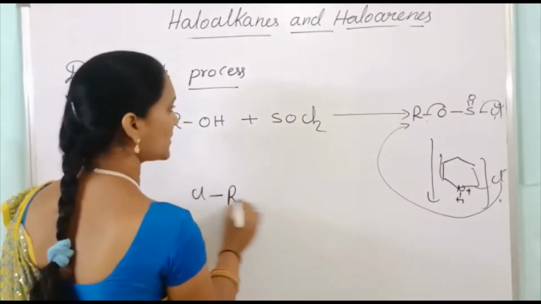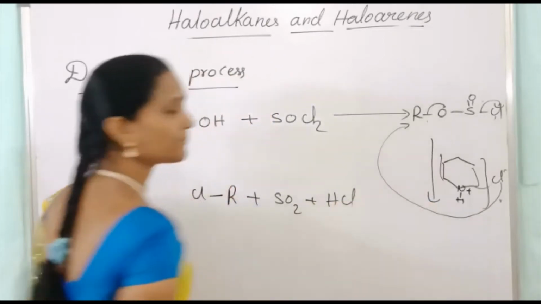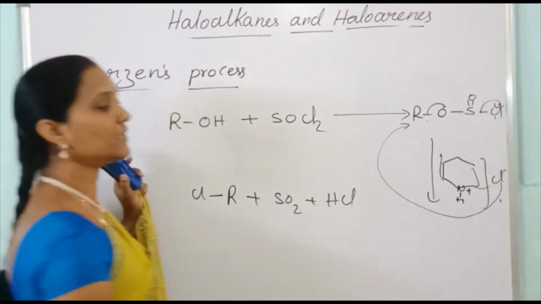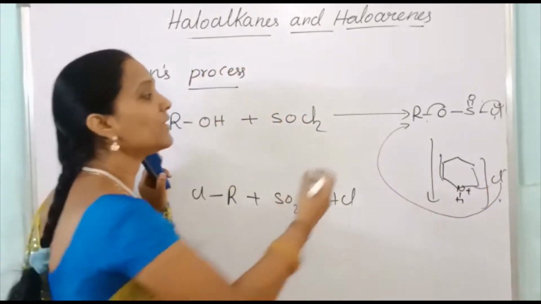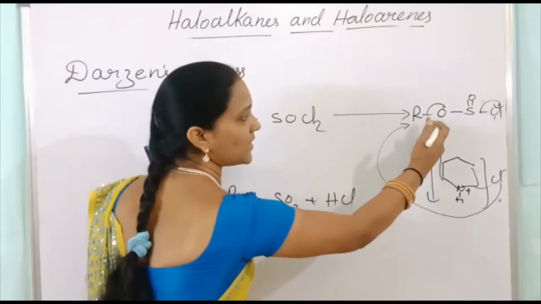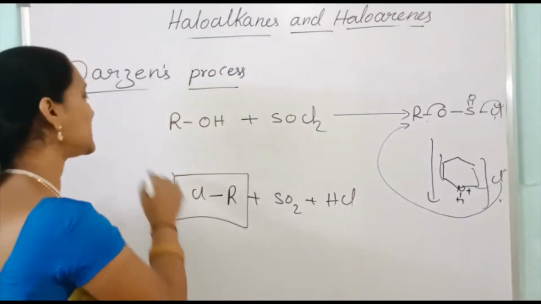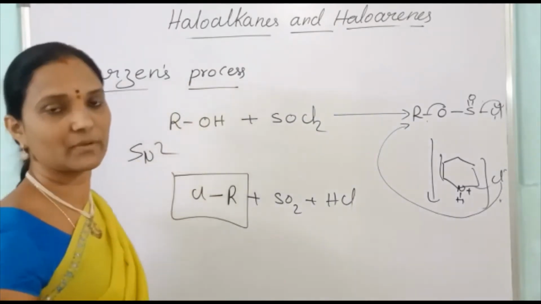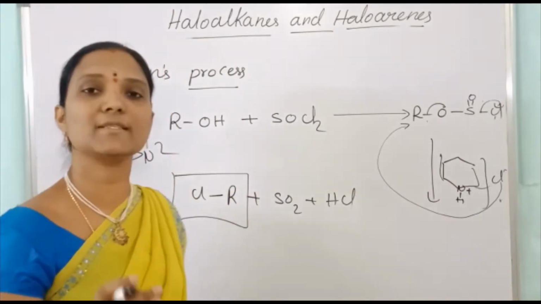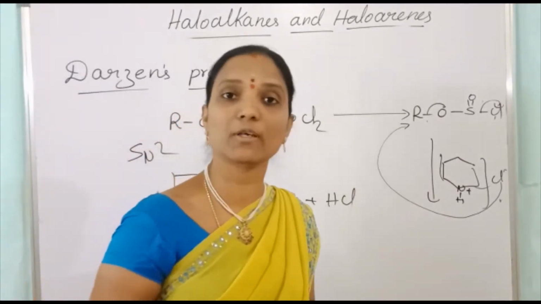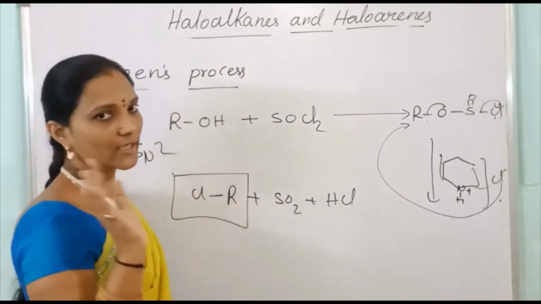Now what are we getting? RCl plus SO2 plus Cl minus, and this H plus Cl minus gives HCl. So in the presence of pyridine, pyridinium chloride forms, and the Cl minus nucleophile is generated. That nucleophile attacks from the back side of the alkyl group, so inversion takes place. Inversion means the mechanism is SN2. If pyridine is not given, it is the SNi mechanism; if pyridine is given, it is SN2 with inversion.